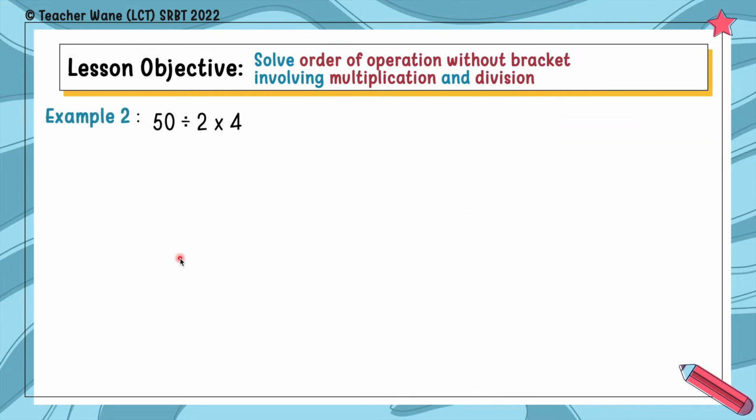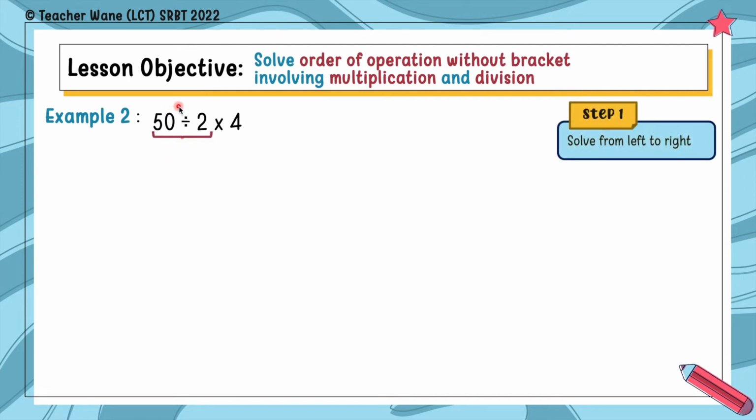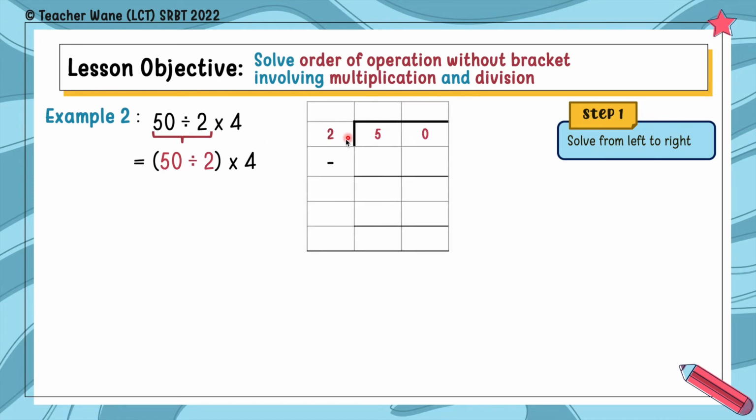Example 2. 50 divided by 2 multiply with 4. So remember your steps. Step number 1, we have to solve from left to right. So I will solve 50 divided by 2 first, and then I will multiply by 4. So I will show you the working for 50 divided by 2. Remember this is division, so I will list out the multiples of 2 here. So 5 divided by 2. Is there any 5 here? No. So which one am I going to choose? Do I choose 4 or do I choose 6? Yes, I will choose 4.